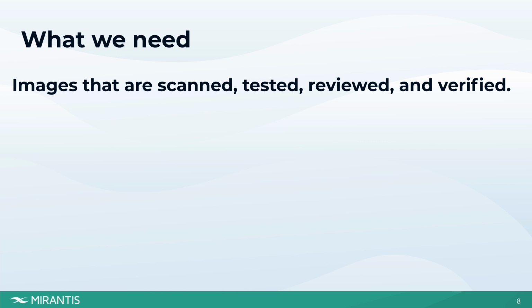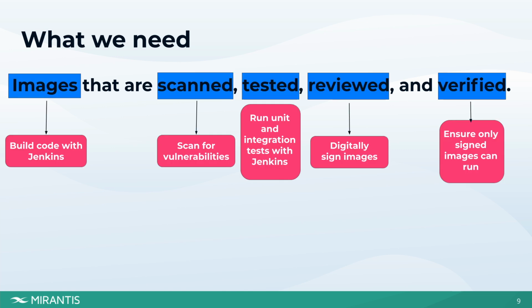So we're looking to ensure that our images are scanned, tested, reviewed, and verified. So let's drill into that. First of all, for images, we can build code with Jenkins, as we've always done. But once we have those images, we need to make sure that there are no vulnerabilities. We can scan them with a secure registry like Mirantis Secure Registry, which is formerly known as Docker Trusted Registry, or one of the other secure registry scanners on the market.